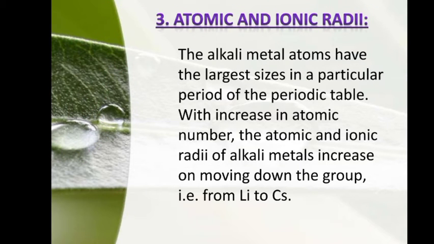And next one is atomic and ionic radii. We know alkali metals have the largest atomic size in a particular period of the periodic table. We have already studied this in the periodic table. While moving down the group, the atomic size increases. Moving left to right, the atomic size decreases. So we know alkali metals are the first group elements. Hence, they have larger size compared to all other elements in a period.